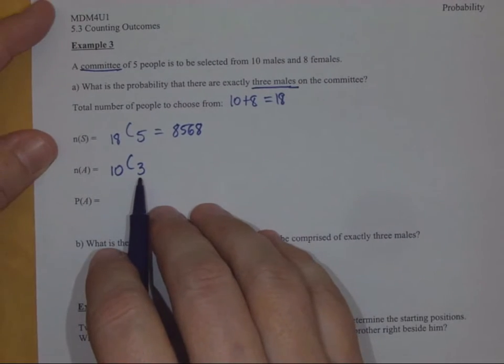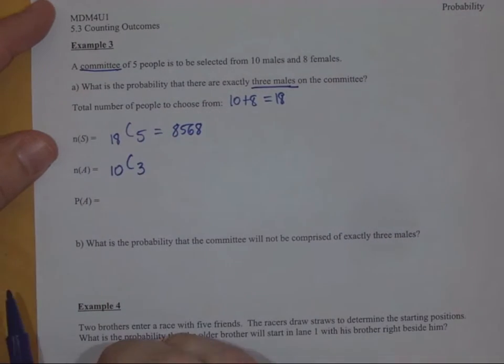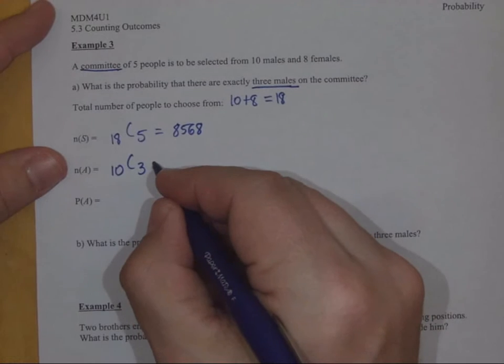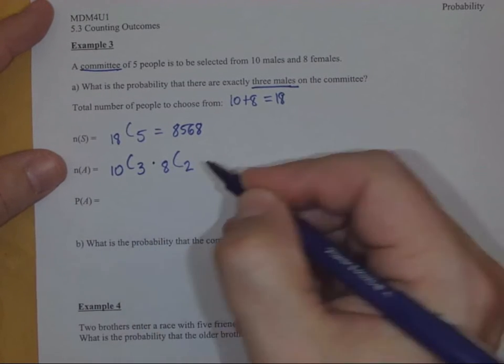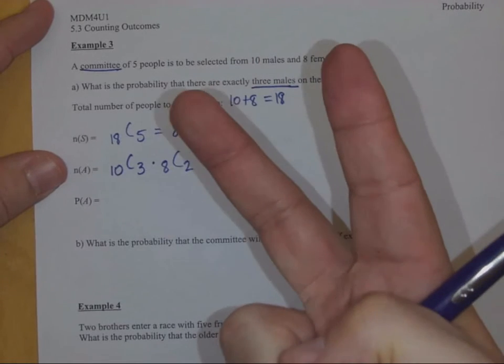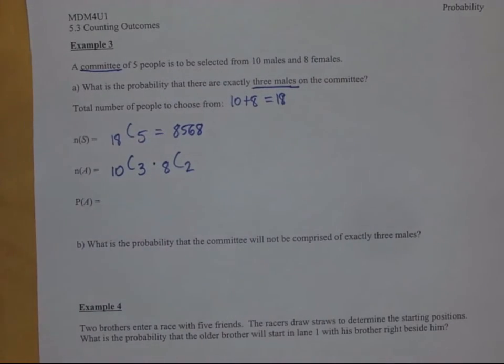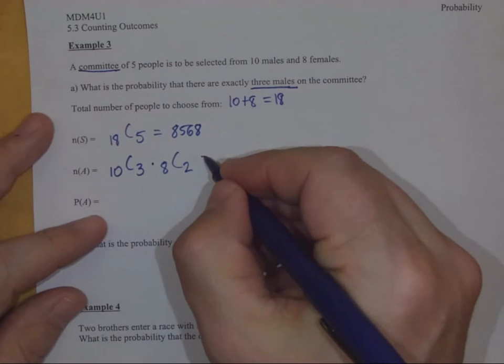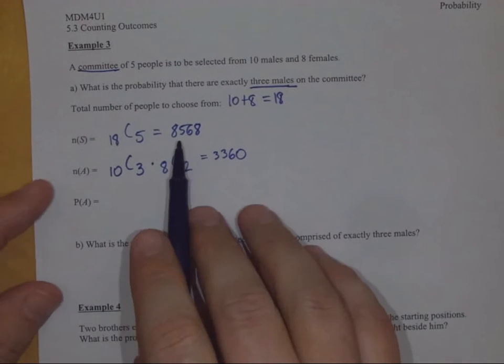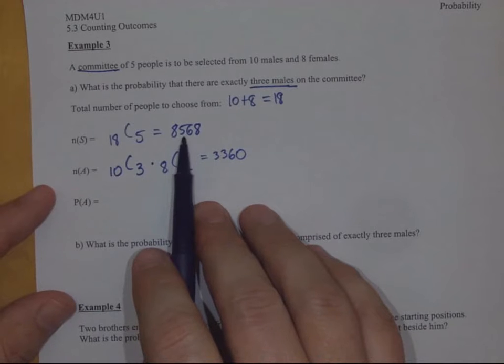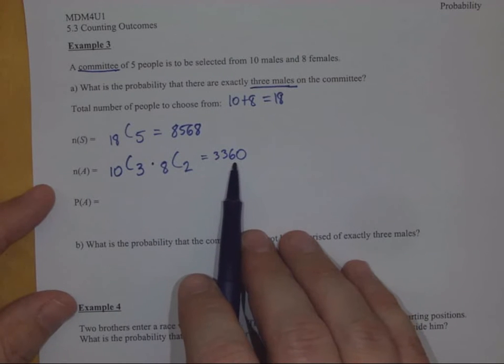That's only 3 people on the committee. We need 5 people on this committee, so where did the other 2 come from? Well, we must get the other 2 from the 8 females. If there's exactly 3 males, there must be exactly 2 females. And 10 choose 3 multiplied by 8 choose 2 gives me 3,360 ways.